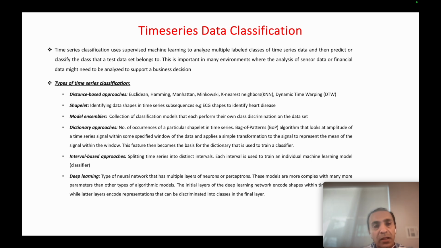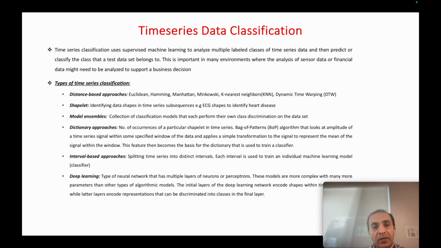And then another classification method used for time series data is Shapelet, that we use to identify data shapes in time series subsequences. Example, ECG shapes to identify heart diseases. Because patients with that disease have specific characteristics in their heart rates, and we use those shapes called shapelets to determine if that person has that disease or not.